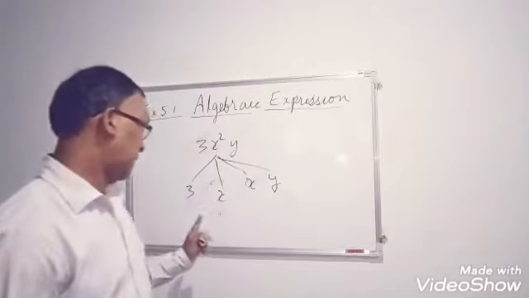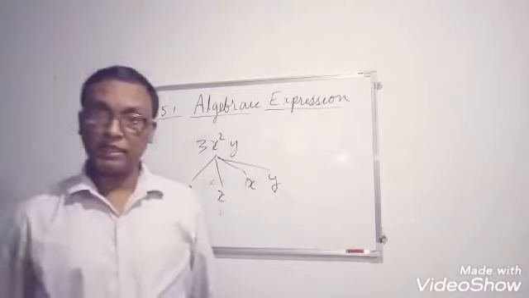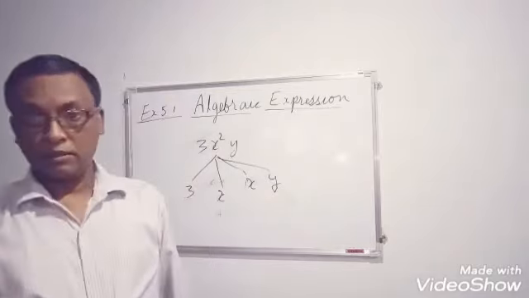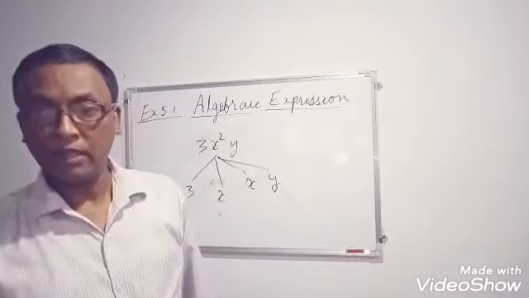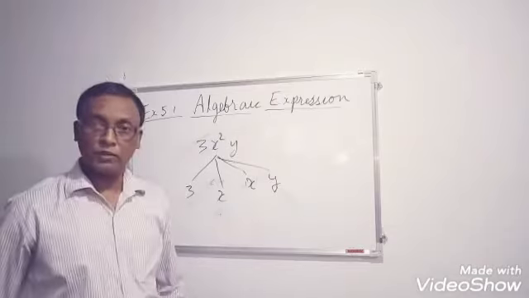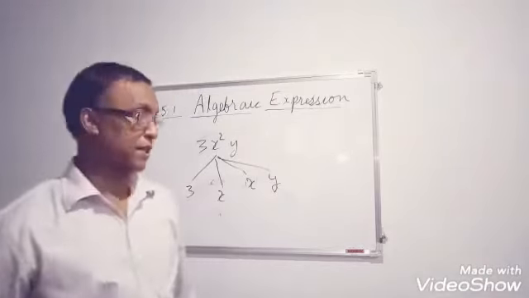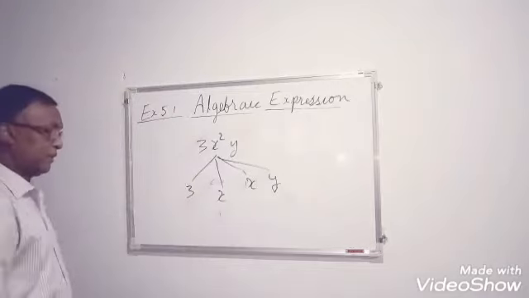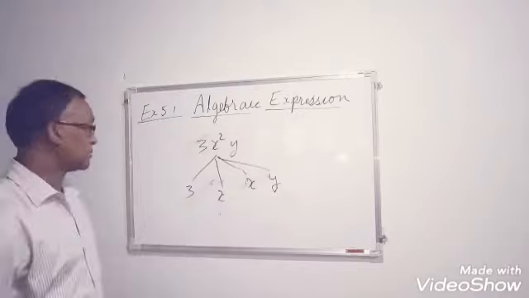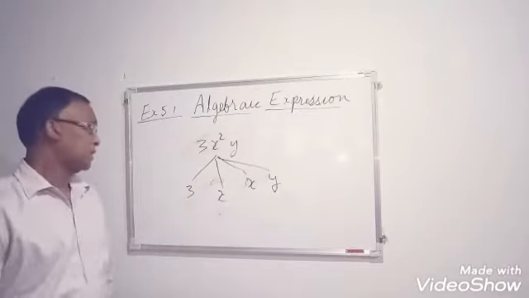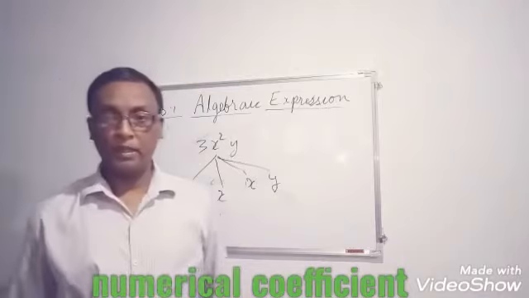Now the next point you have to know is that a coefficient which is a number is called a numeric coefficient. So what is the numeric part here? 3. So the numeric coefficient of this term is 3. For 3x squared y, the numeric coefficient is 3.